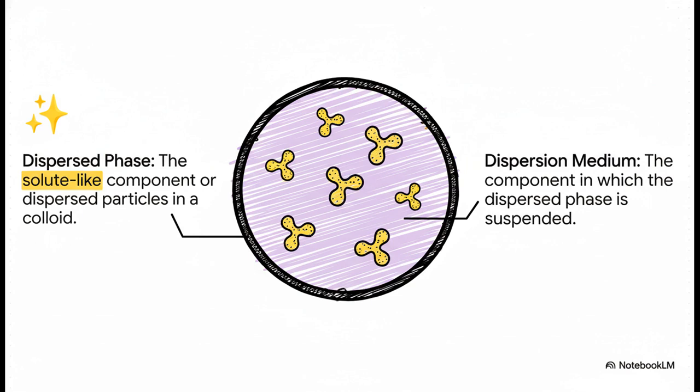Just like solutions, colloids have two parts, but we use slightly different names for them. Instead of calling it a solute, we say the dispersed phase. These are the little particles that are spread out. And instead of the solvent, we call it the dispersion medium. This is the substance that the particles are floating in. So, for our milk example, the tiny fat particles are the dispersed phase, and the water is the dispersion medium.